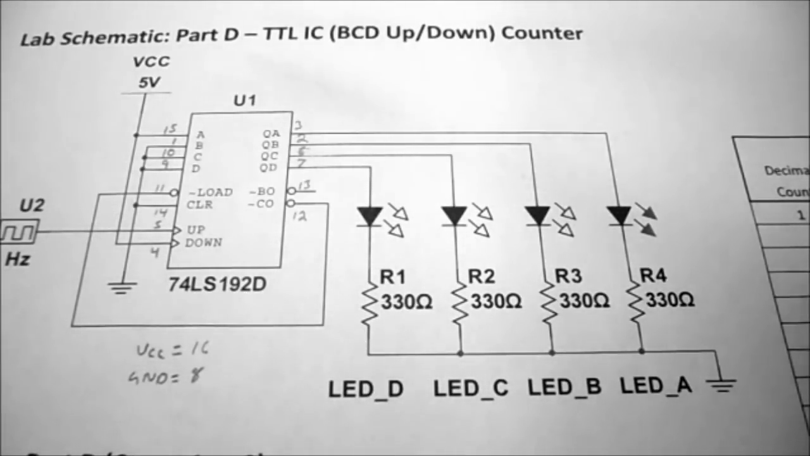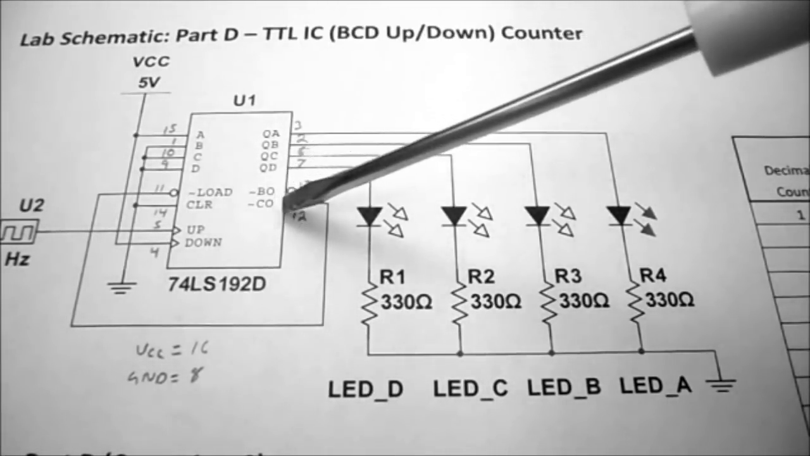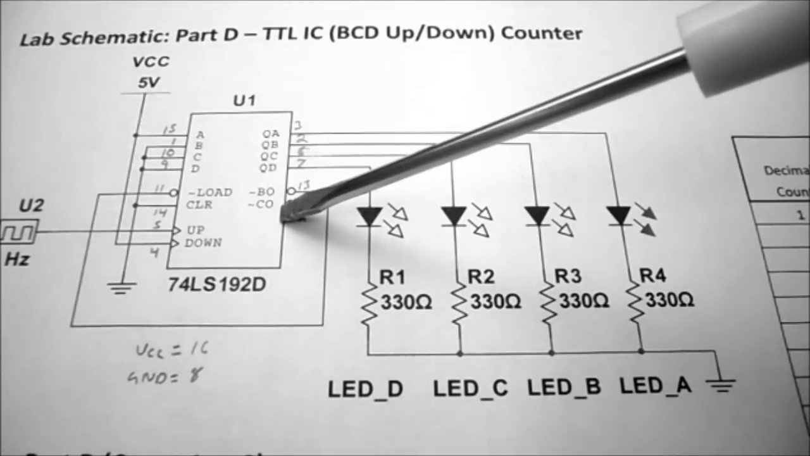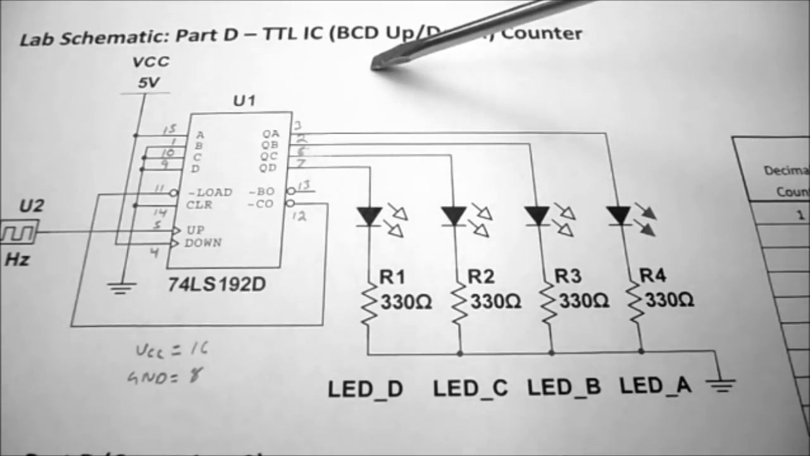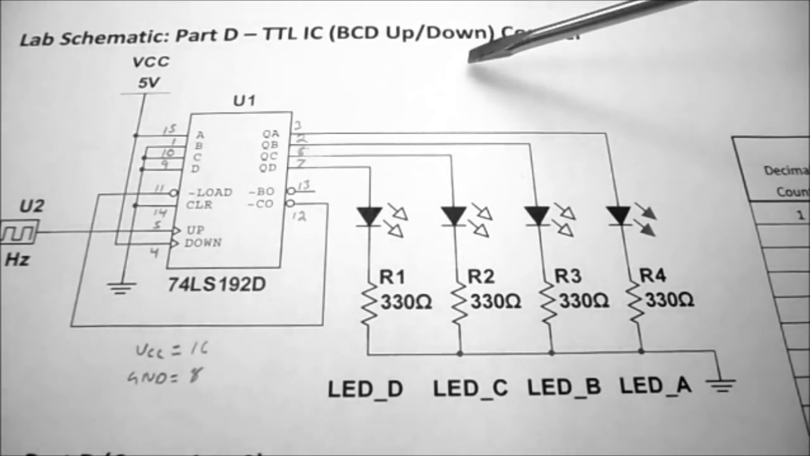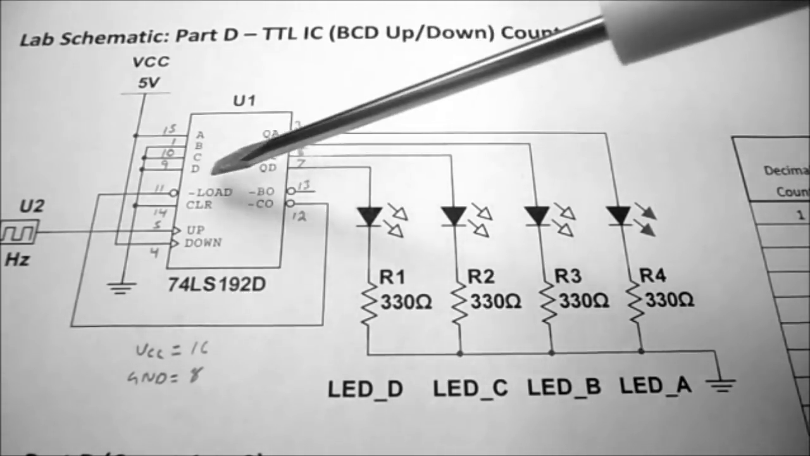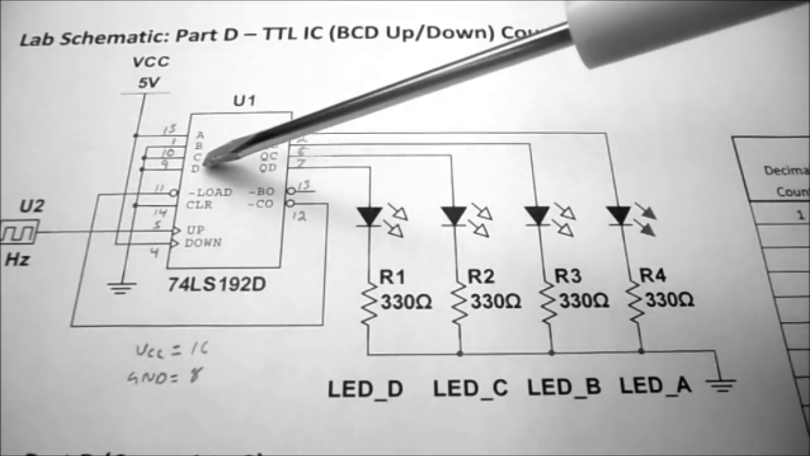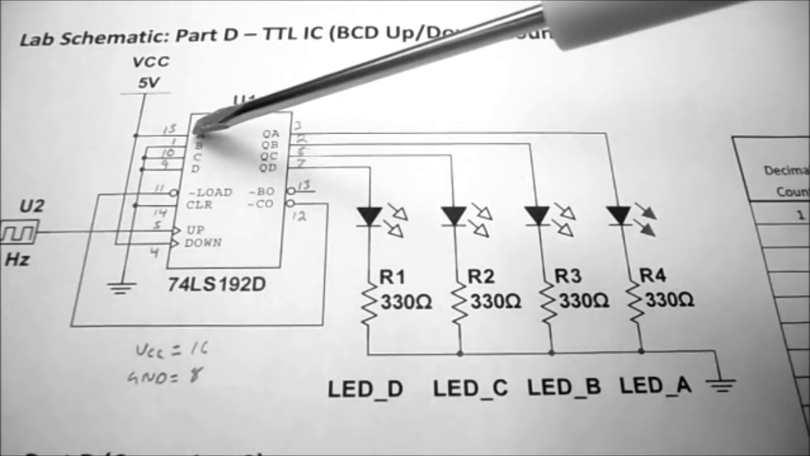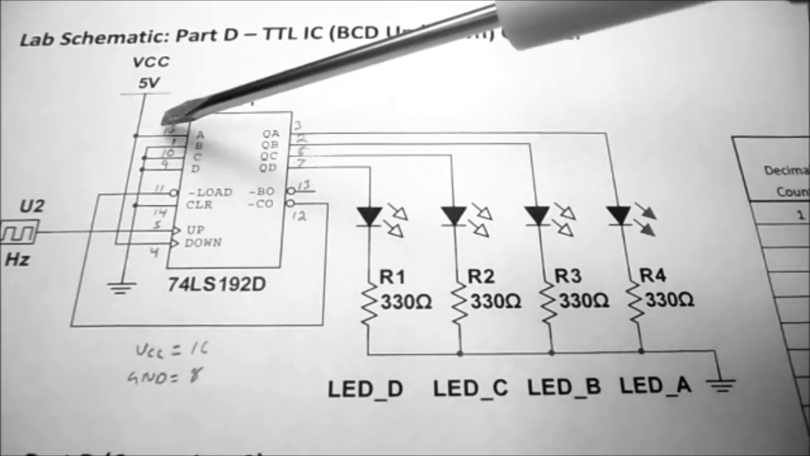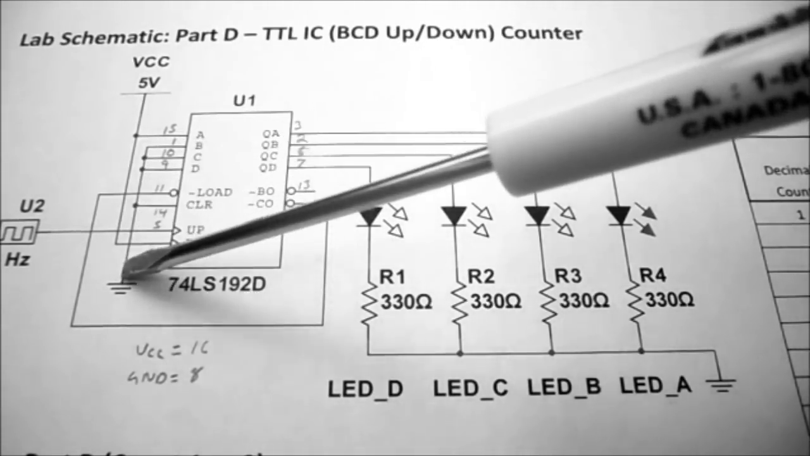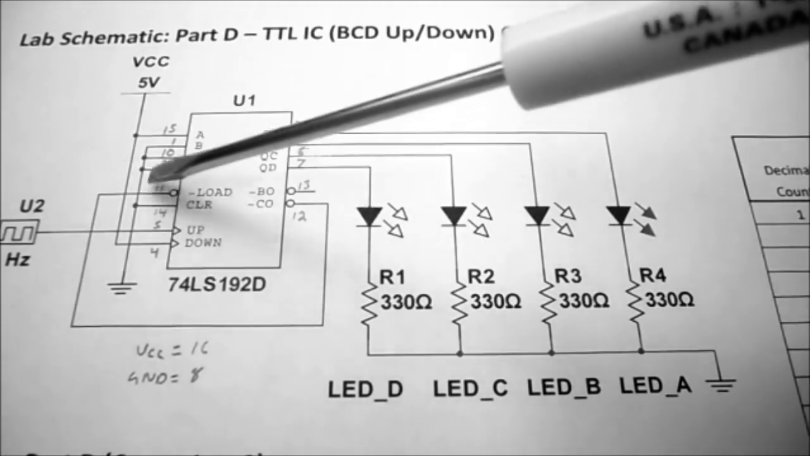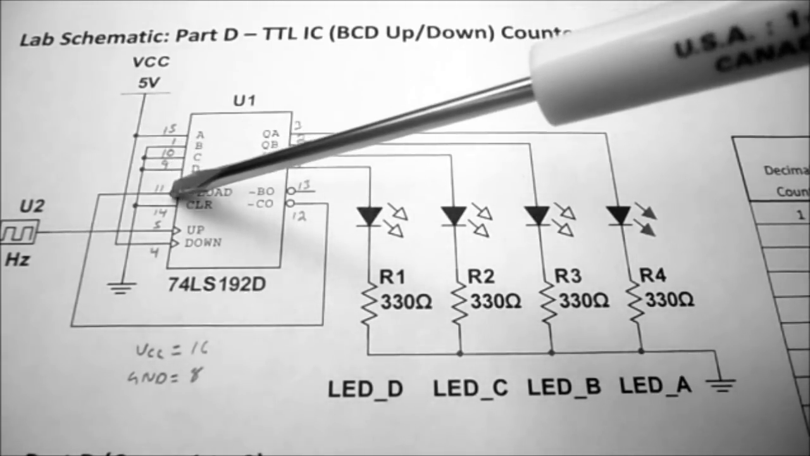So the lab schematic for part D consists of one IC. It's the 74LS192. It's a BCD up-down counter, and it happens to be programmable. So this is the input number that we're going to start with, and you can see that A is going to be 1, B, C, and D are going to be 0. So it's going to start at 1.